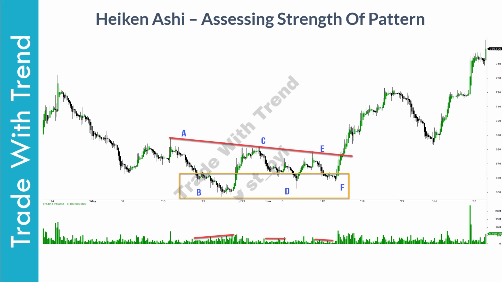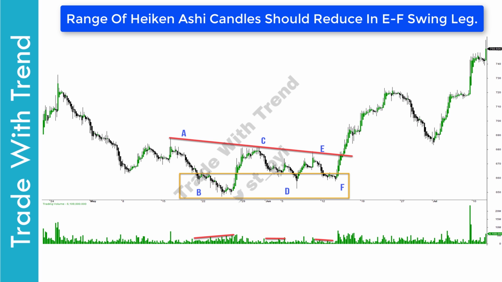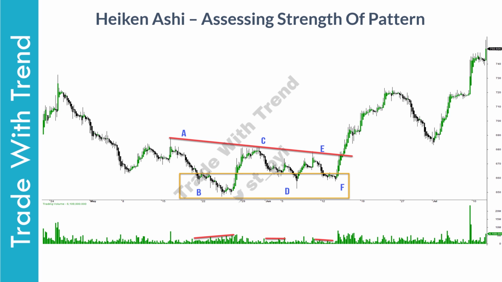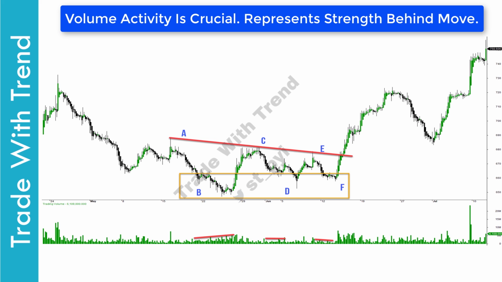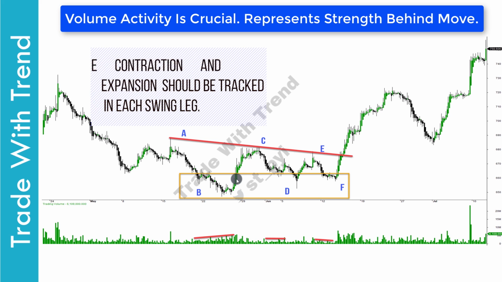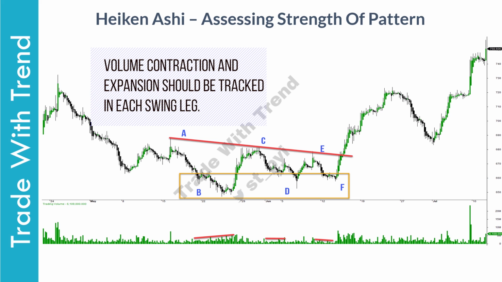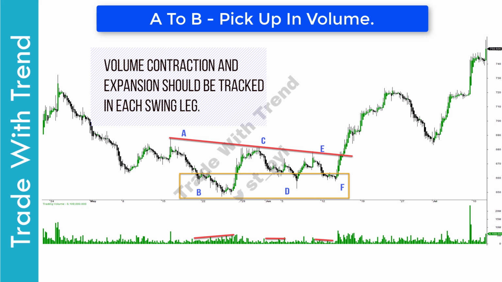While assessing the strength of the pattern, you need to make sure that the range of Ikenishi candlesticks reduces in the E to F swing leg. This is an important rule and this should be kept in mind. Along with this, you need to see how volume shapes up in each swing leg. In this instance, in the first swing leg from A to B, there should be a pickup in volume as price moves lower. This is marked on the chart in this particular region.